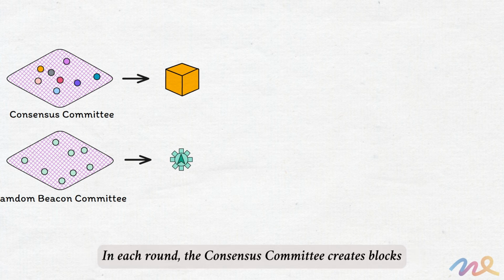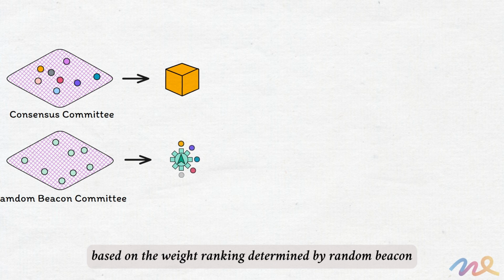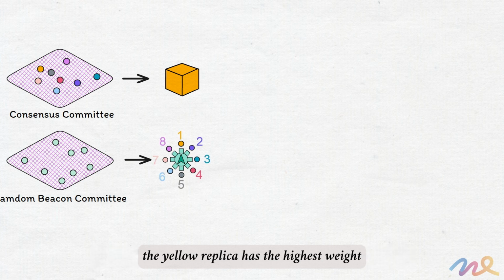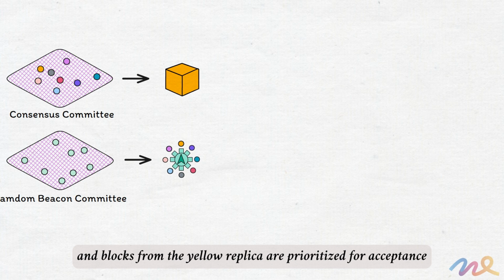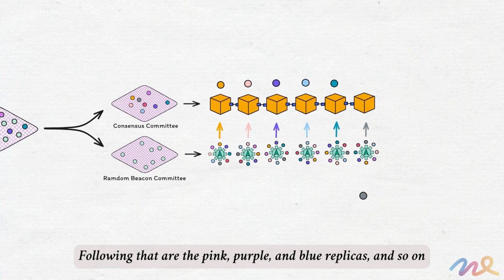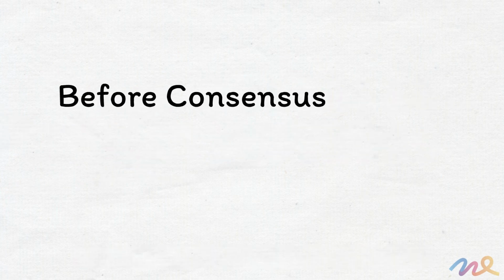In each round, the consensus committee creates blocks based on the weight ranking determined by a random beacon. For example, in the order generated by the random beacon, the yellow replica has the highest weight, and blocks from the yellow replica are prioritized for acceptance. Following that are the pink, purple, and blue replicas, and so on.